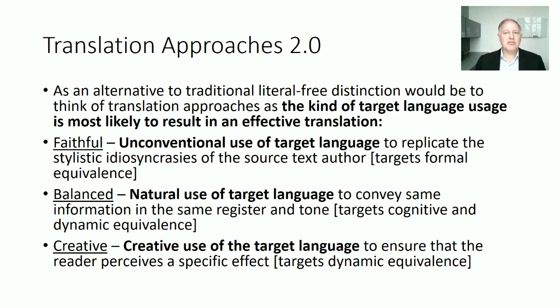I think most of the types of text that get translated nowadays, the bulk of written material that's translated, we're going to be right here in this middle, kind of a sweet spot in terms of our approaches, and I call this the balanced approach. This would involve natural use, as opposed to unconventional or creative. Natural use of the target language for these two purposes: to convey the same information in the same register and tone. So what we're really prioritizing are cognitive and dynamic equivalence. Same information in a way that the reader experiences the text the same as a source text reader would have.